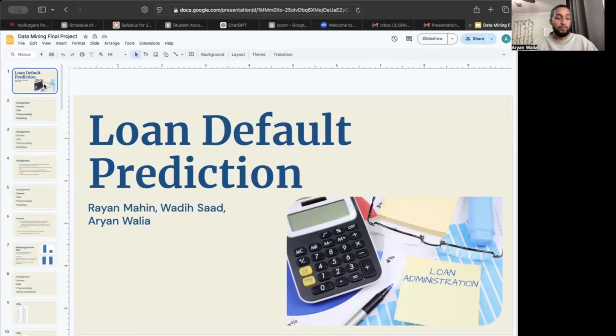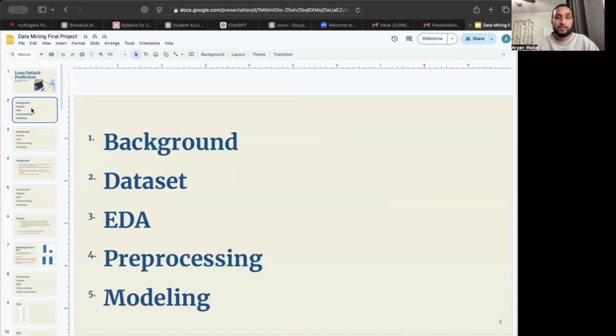Okay, so our project was on loan default prediction by Ryan, Vadeep, and myself, Aryan. We're going to start off with background, we'll move on to dataset, EDA, preprocessing, modeling.